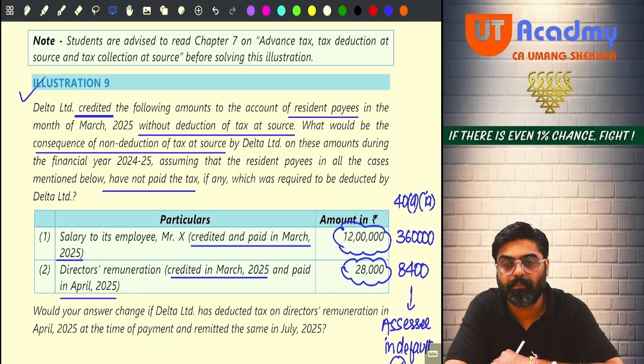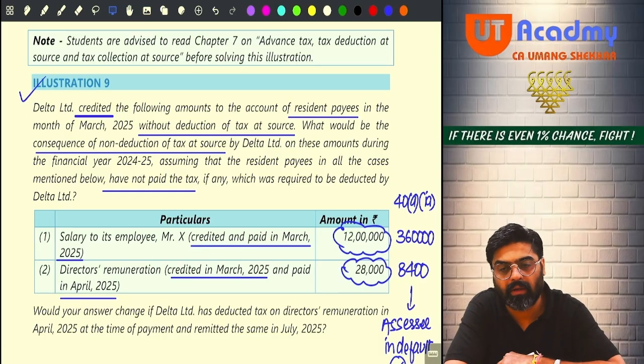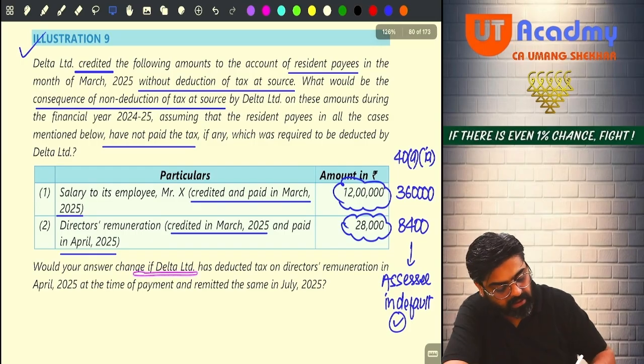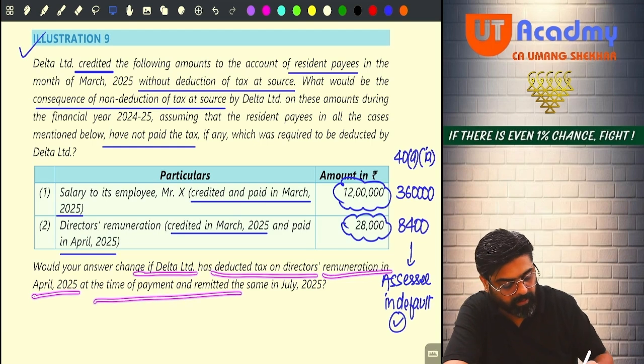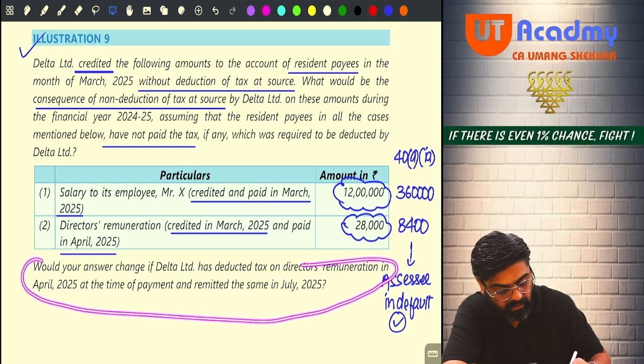Both the payments are made in April 25, meaning next year, and they are credited in the books of Delta Limited in the month of March 2025, meaning this year. Now, later they are saying, would your answer change if Delta Limited has deducted tax on director's remuneration in April 25 at the time of payment and remitted the same in July 25? For this, we'll have a discussion a little later.